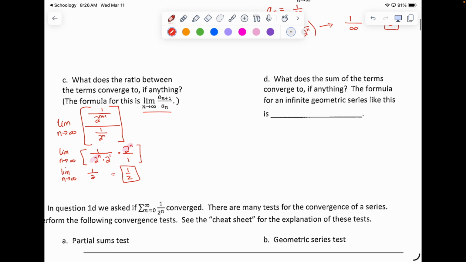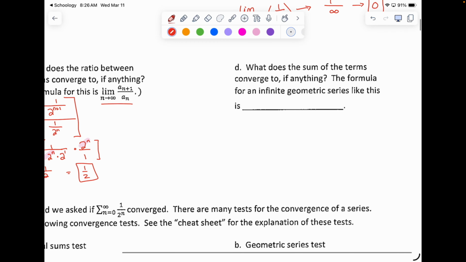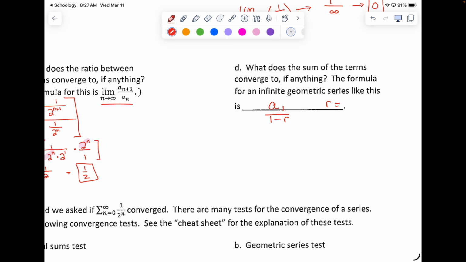What does the sum converge to? Oh, here we go. This is the sum that we didn't remember. I'll give it to you. So the sum for an infinite geometric series is a_1 over 1 minus r, where r is the common ratio, and a_1 is the first term.